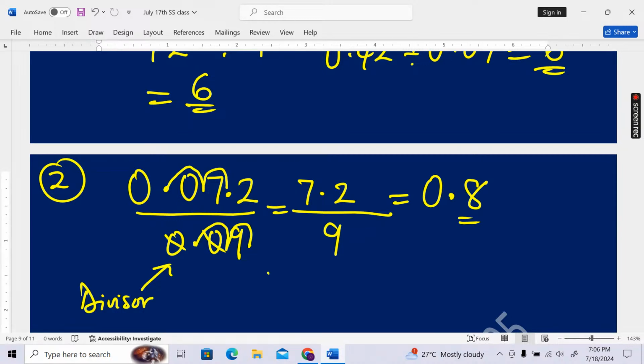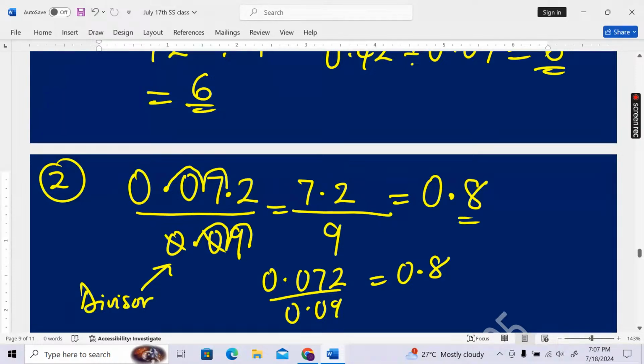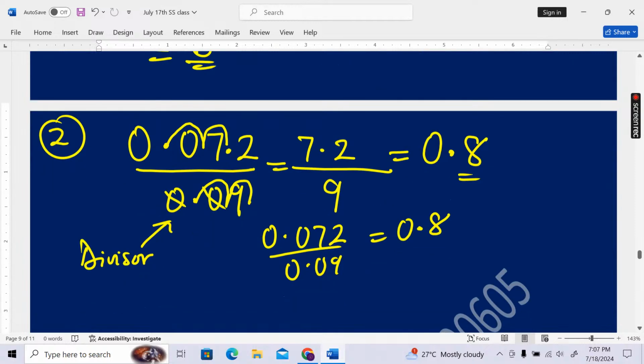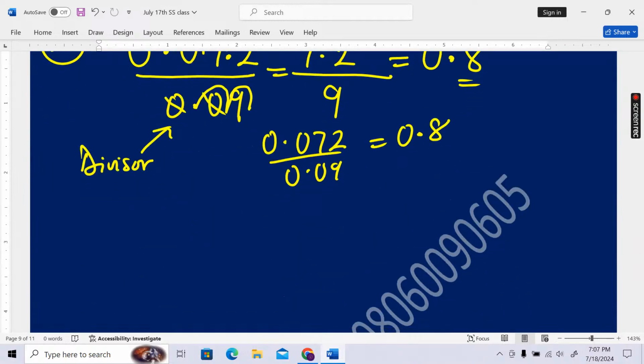Let's go back to the original question. 0.072 divided by 0.09 is equal to 0.8. Always make the number on the right side a whole number. That will make your multiplication and your division easy, all right? That will make it easy. Now let's move on to number 3.